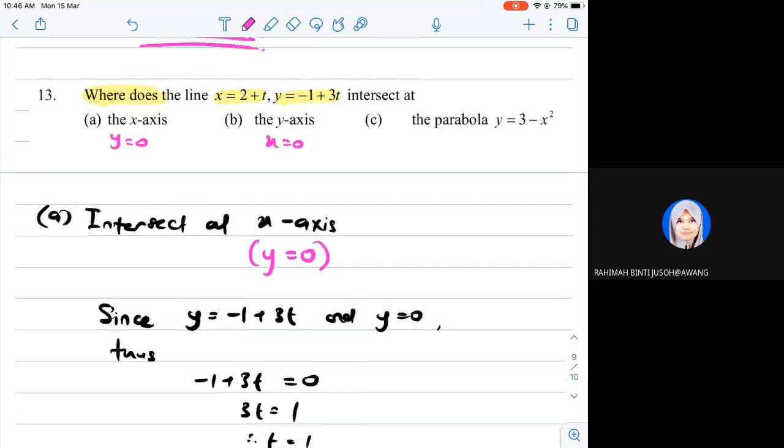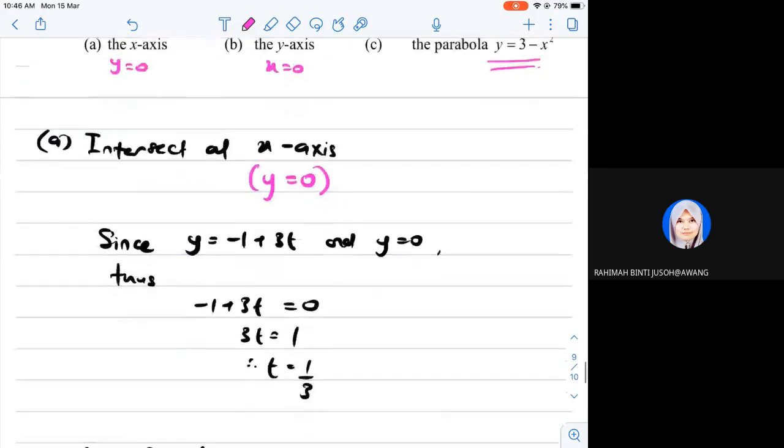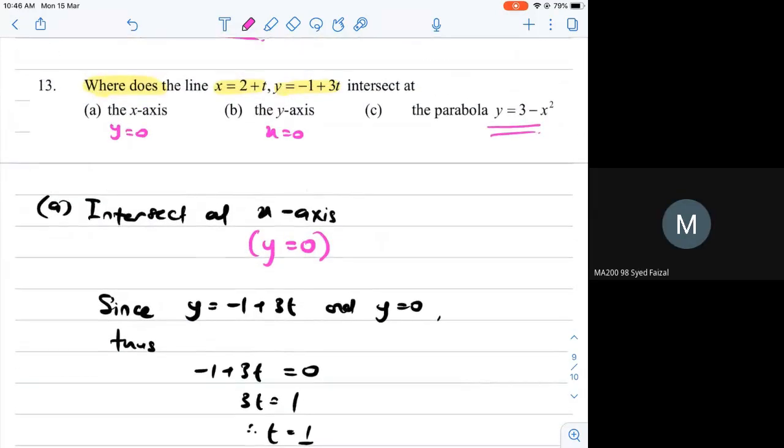Okay, the last one, C. How about this? The parabola, y equals to 3 minus x squared. How do we do it? Any idea from my brilliant students? Down. Down to where?